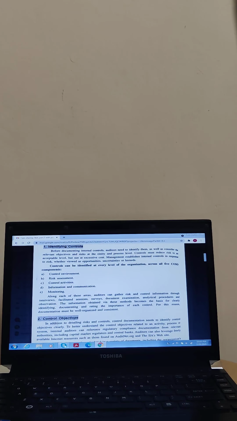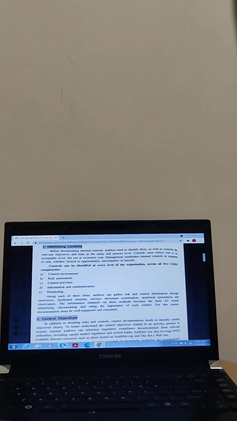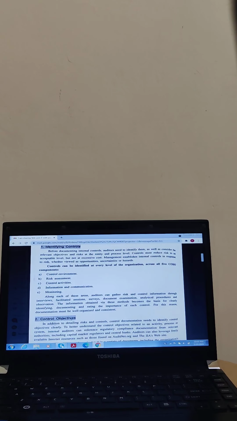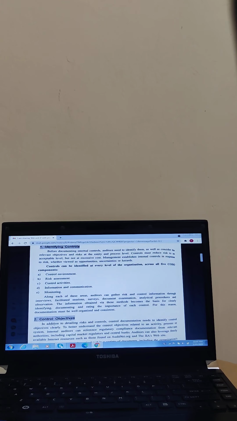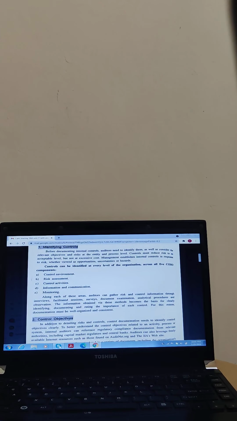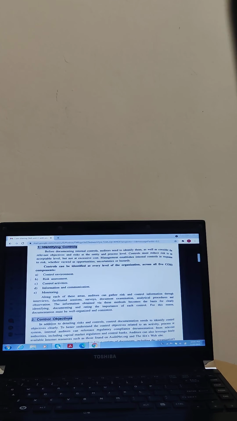Now, controls can also be identified at every organization level, okay. These are the 5 levels at which you can identify your controls. First one is your control environment, okay. While you are controlling your environment, that is the organization's internal environment and your external environment. The organization's internal environment is something that can be controllable. Even if there is a problem or uncertainty, it can be controlled. But external environment, you can only be prepared for it, but you cannot control it to a larger extent.